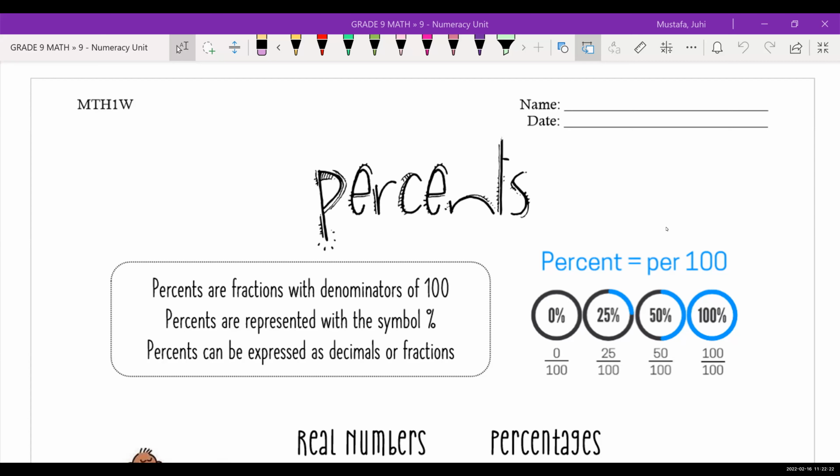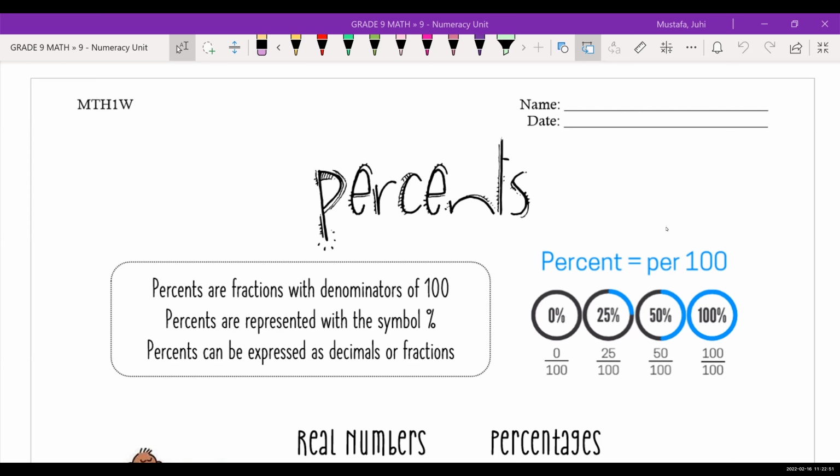We use a special symbol to represent percents. I know you've all seen this because you get graded. And percents can be expressed as decimals or fractions. So if you notice on your quizzes, I'll give you a mark, like let's say I give you 6 out of 10, and then beside it, I would write 60%. So 6 out of 10 is the fraction, 60% is the percent, and then to change it to a decimal, what do you do? You would just move the decimal place to give you 0.6, exactly.